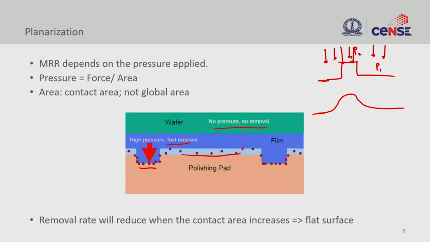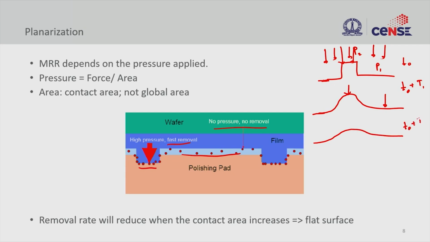So, because of this large pressure in this topography, you are going to remove more material here and almost no material in the outer section. But now, if we keep on progressing, let us say this is T naught and this is T naught plus T1, and then I keep on doing it. So, I still have more pressure here because of the topography.